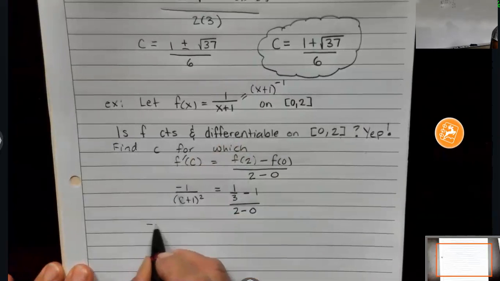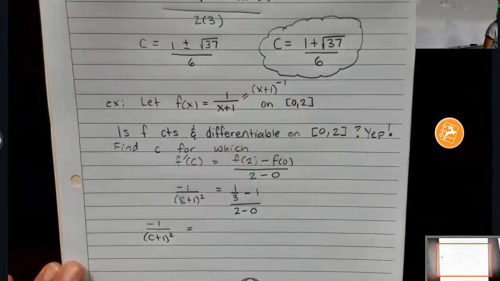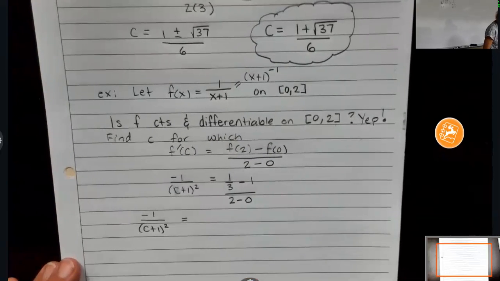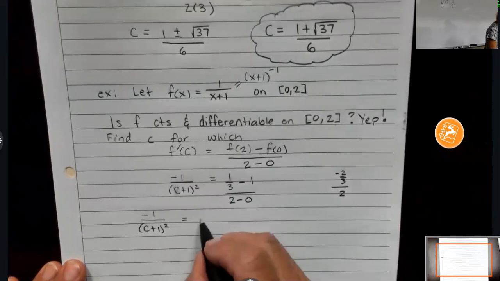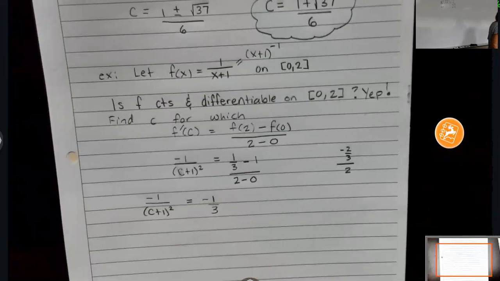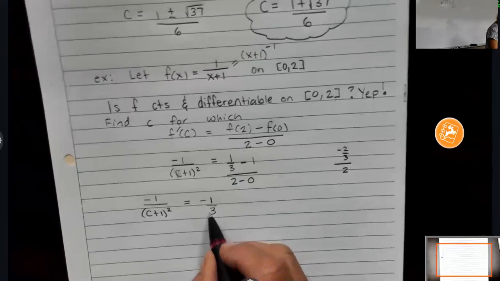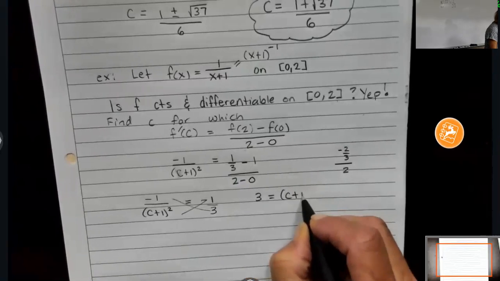So I'm going to have -1 over c plus 1 squared. 1/3 minus 1 is -2/3. -2/3 divided by 2 is just -1/3. So I can cancel the negatives, divide both sides by -1, then cross multiply. Then you have 3 is equal to c plus 1 squared. Right? Cancel the negatives, cross multiply. So 3 is equal to c plus 1 squared.